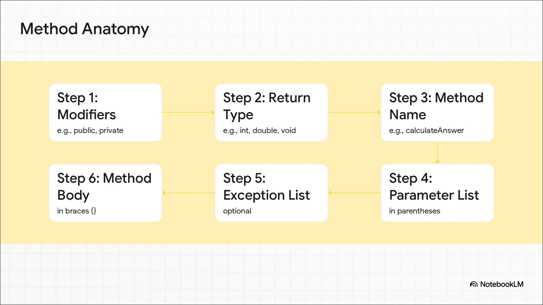First up, you've got modifiers, things like public or private that control who can see and use it. Then you have the return type. What kind of data is this thing going to spit back out? After that, the method's name, of course, followed by a list of parameters it takes in. There's also an optional spot for any exceptions it might throw. And finally, the method body. This is the good stuff, the actual code that does all the work, all neatly wrapped up in those curly braces.